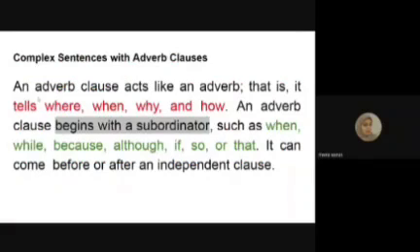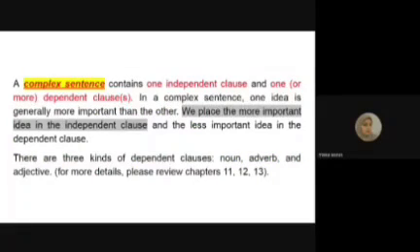Okay, so we said that the complex sentence contains one independent clause that carries the most important idea and one or more dependent clauses. So you can notice the difference. For compound sentences, we have two independent clauses, but for the complex sentence, we have one independent and one dependent, or you can write more. In a complex sentence, one idea is generally more important than the other. So we place the most important idea in the independent clause because it can stand alone as a sentence, and we write the less important idea in the dependent clause. We have three kinds of dependent clauses: noun dependent clauses, adverb dependent clauses, and adjective dependent clauses.